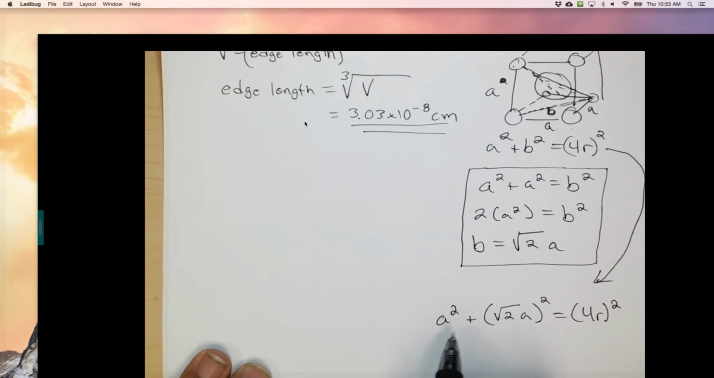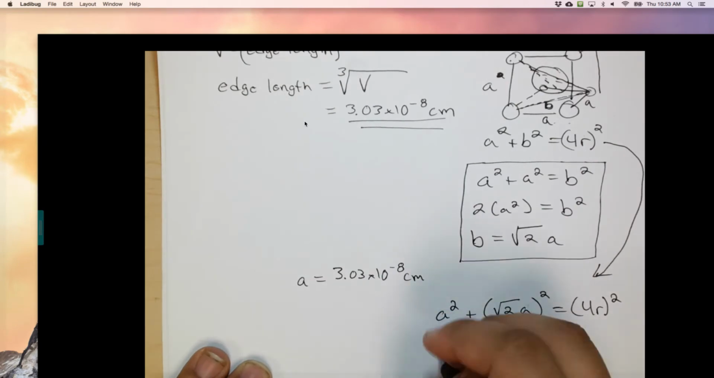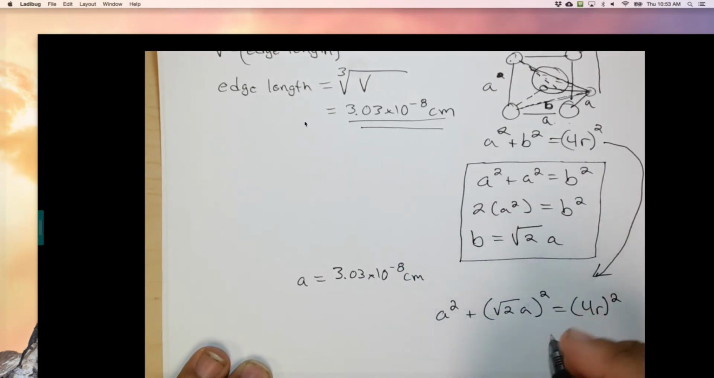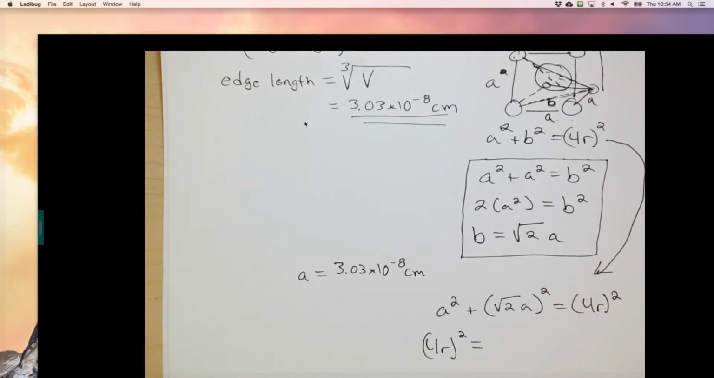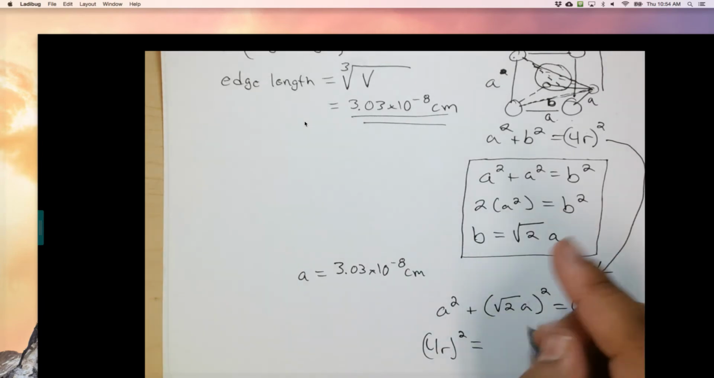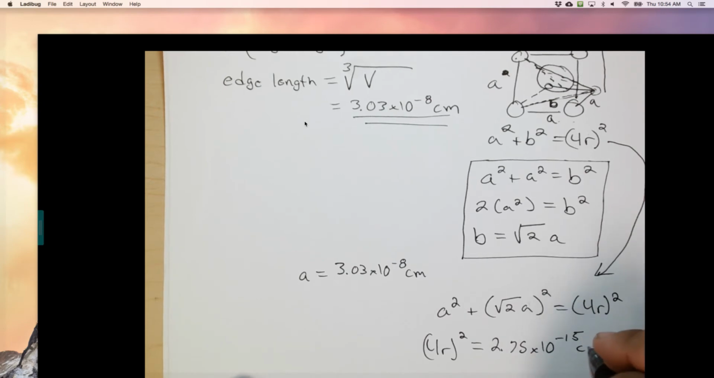And we know A. A is equal to the edge length, 3.03 times 10 to the negative 8 centimeters. So if we look at these values, we end up seeing that 4r squared is equal to 3.03 e to the negative 8 raised to 2, plus the square root of 2 times 3.03 e to the negative 8, squared, which is equal to 2.75 times 10 to the negative 15, and that will be centimeters squared.